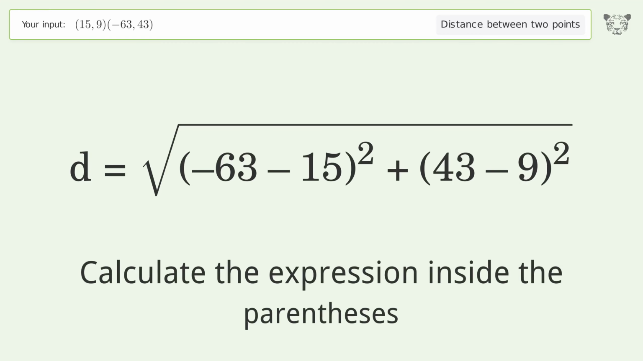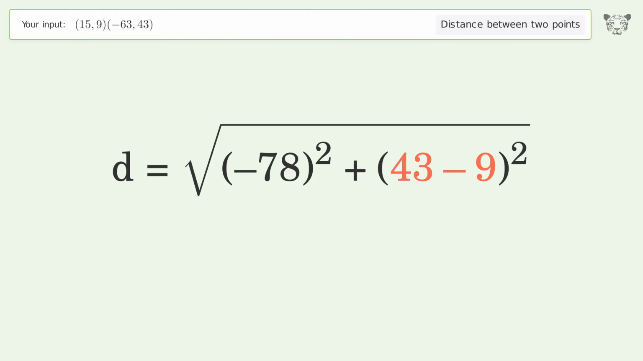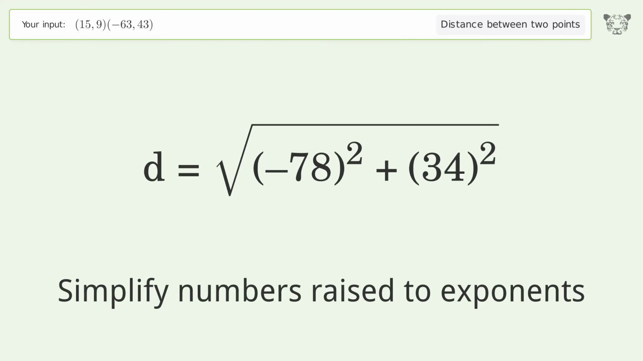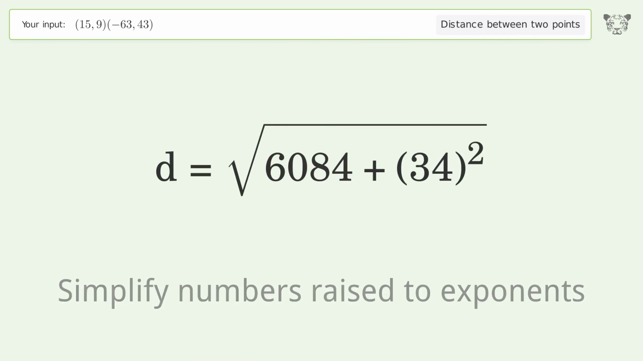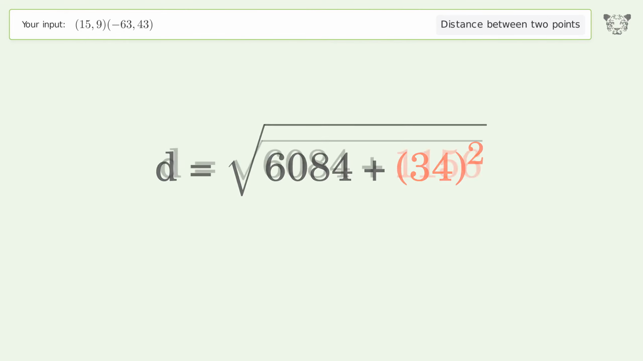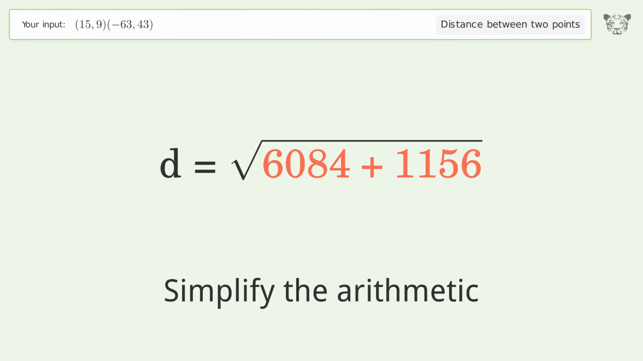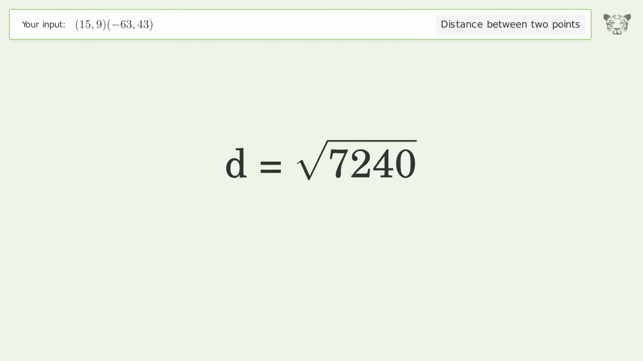Calculate the expression inside the parentheses. Simplify numbers raised to exponents. Simplify the arithmetic. And so the distance between the 2 points is the square root of 7,240, or 85.088.